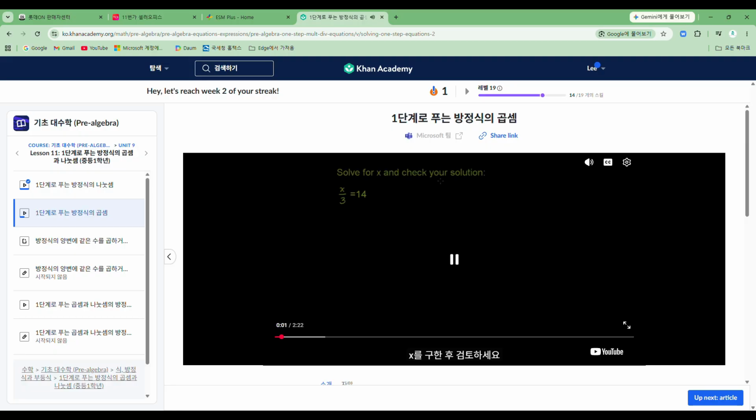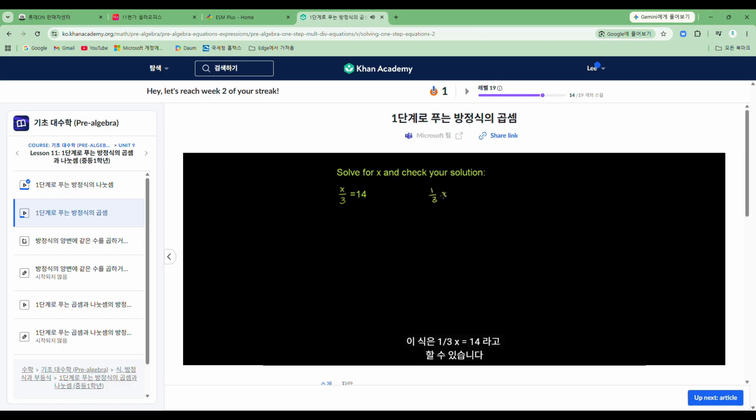Solve for x and check your solution. We have x divided by 3 is equal to 14. So to solve for x, to figure out what the variable x must be equal to, we really just have to isolate it on the left-hand side of this equation. It's already sitting there. We have x divided by 3 is equal to 14. We could also write this as 1/3 x is equal to 14. Obviously, x times 1/3 is going to be x over 3. These are equivalent.